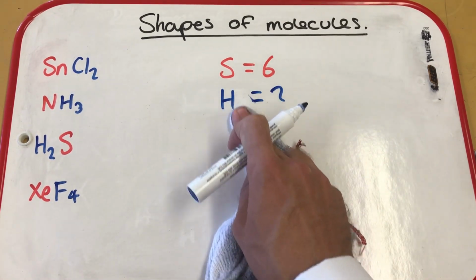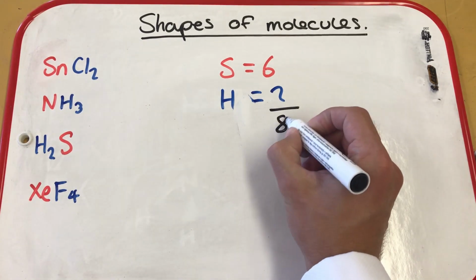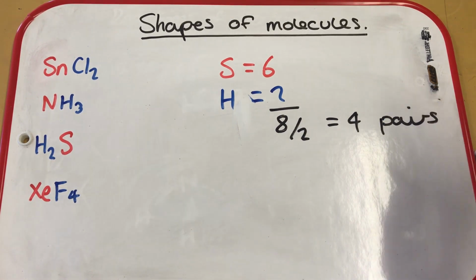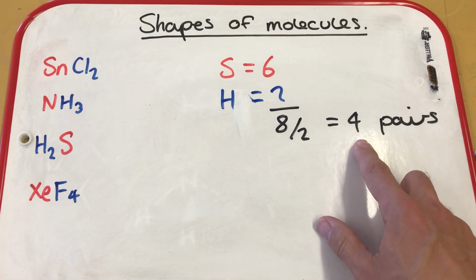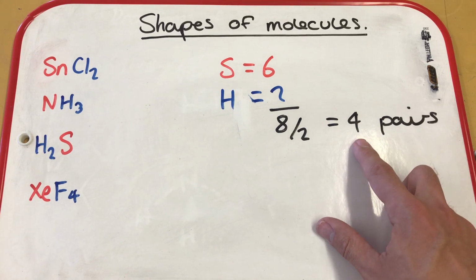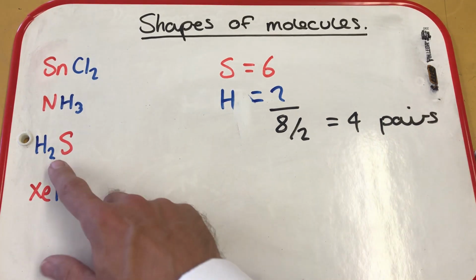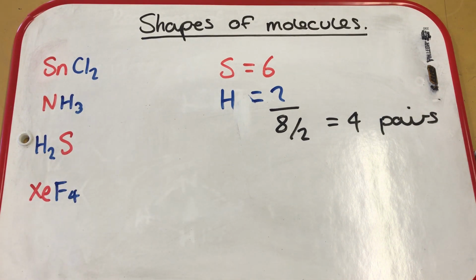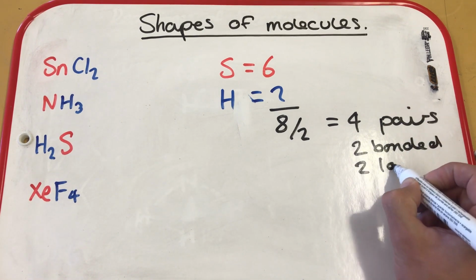So there are 2 hydrogens attached to it. That gives us a total of 8 electrons. Divide that by 2, 4 pairs of electrons. So if we think about our original structure, we've got 4 pairs of electrons. So that means our original structure we're basing this on is tetrahedral as well. But this time, if we look back, we've got 4 pairs of electrons, only 2 of which are actually involved in bonding. So we have 2 bonded pairs, and we have 2 lone pairs here.